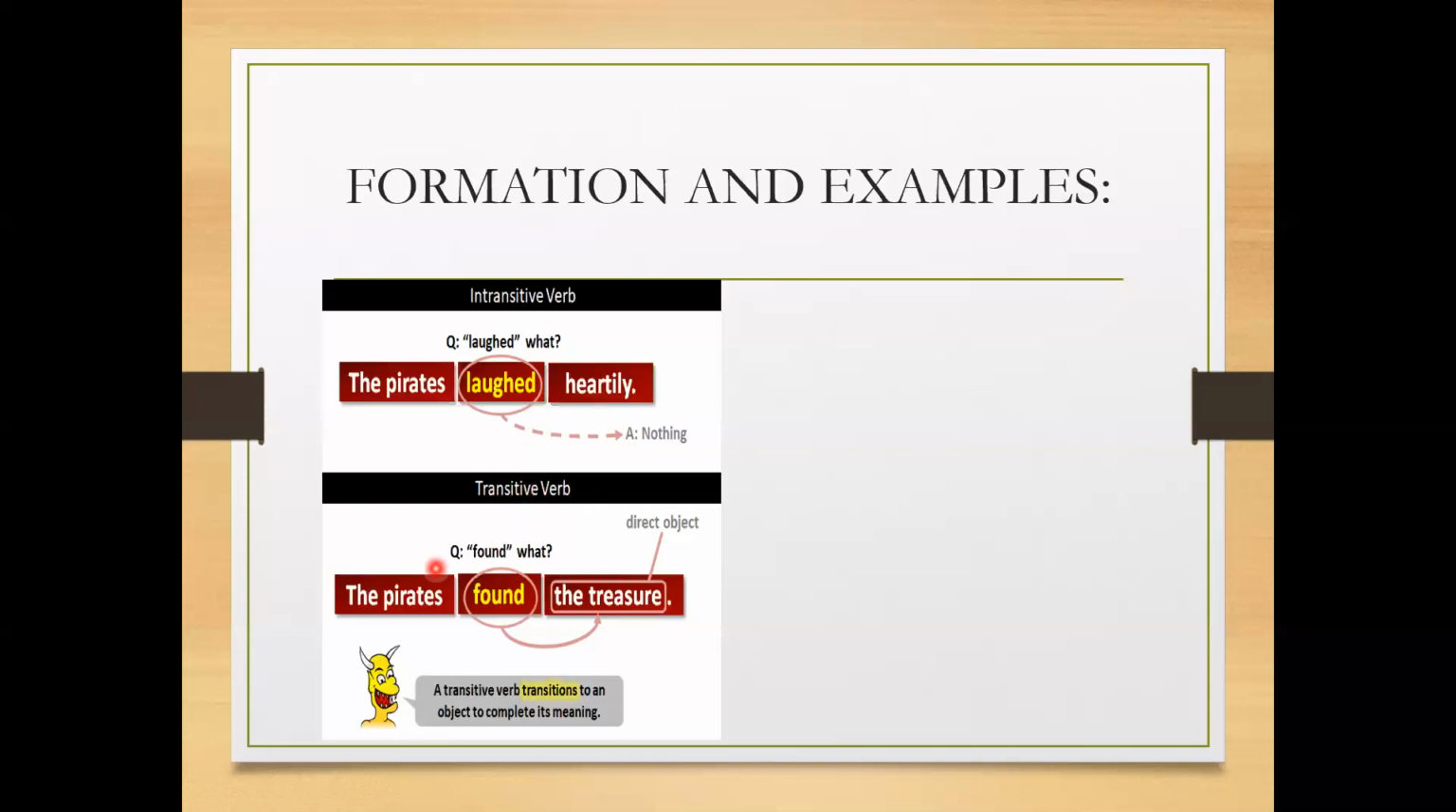Move here to the transitive verb. Now look over here: the pirates found the treasure. Here we say, what the pirates found? You said the treasure. Or what found? Found what? The treasure. So why is the treasure a direct object? It means that this verb, found, takes a direct object. A transitive verb transmits to an object to complete its meaning. It transfers the action.